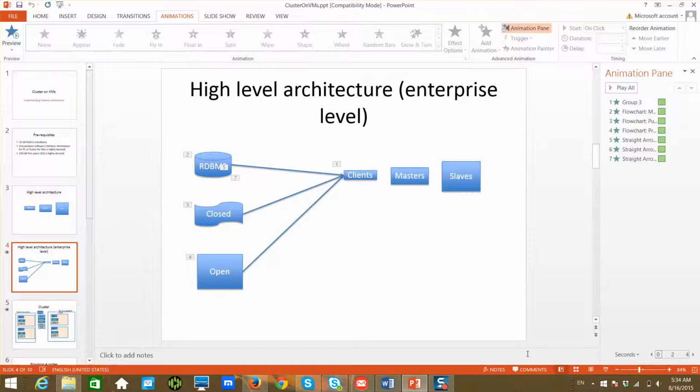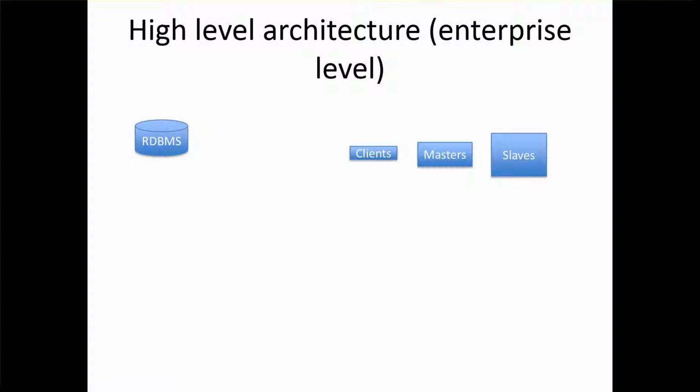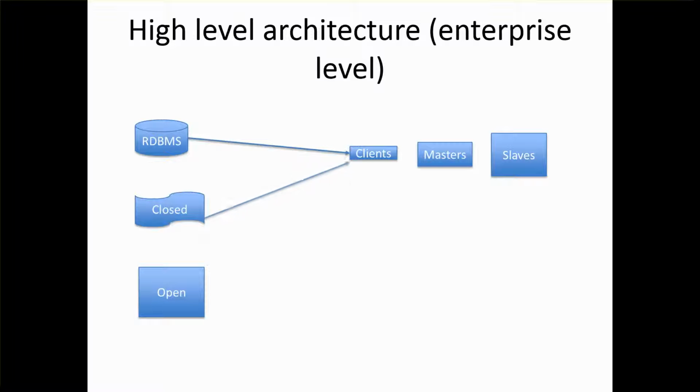So this is the higher level view. Let me put it in the slideshow. This is the higher level view of the enterprise. You have clients, masters, slaves, and then typically you will be getting data into Hadoop from several sources. It could be RDBMS, it could be closed systems, it could be open systems like websites, or third-party companies or anything. And all these things have to go through Hadoop ecosystem through clients. So that's where the clients will chip in.